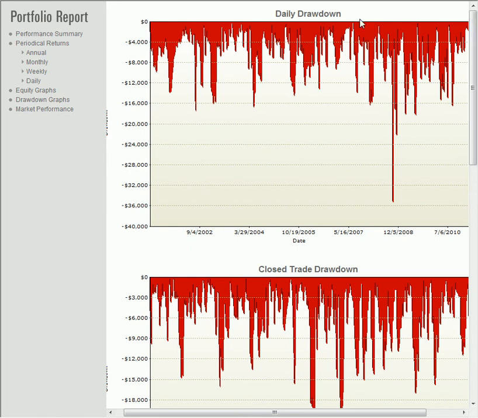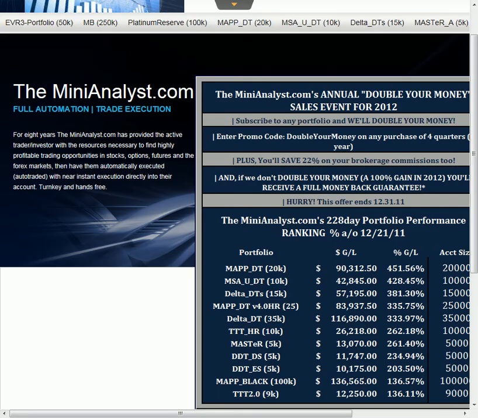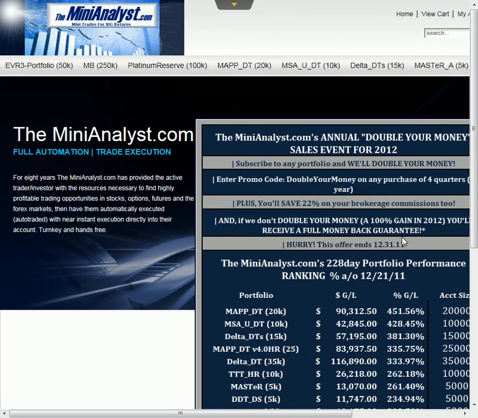But I guess that's really all that we have for you. So if you're interested in these portfolios, it's very easy to get started. This is a wonderful portfolio, the EVR3. That's a $50,000 portfolio, $250,000. Again, this is all risk capital, so you definitely want to be worth at least $1 million at the very least to do the MB250K. Platinum Reserve 100K, you can be worth 500 to $1 million. MapDT, the 20K, and so on and so forth.